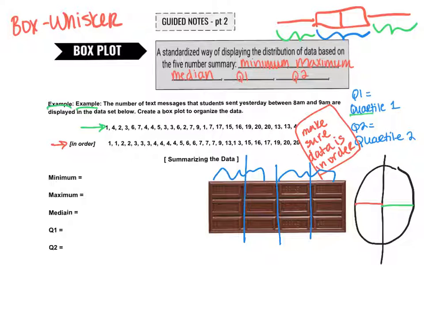But if you're like, yeah, I get it, that makes sense. If I had a cookie or a candy bar, I'd break it in half. I'd take both halves and break those in half. You have just created a box plot with a cookie, essentially, or with a candy bar. So let me tell you what I mean by that.